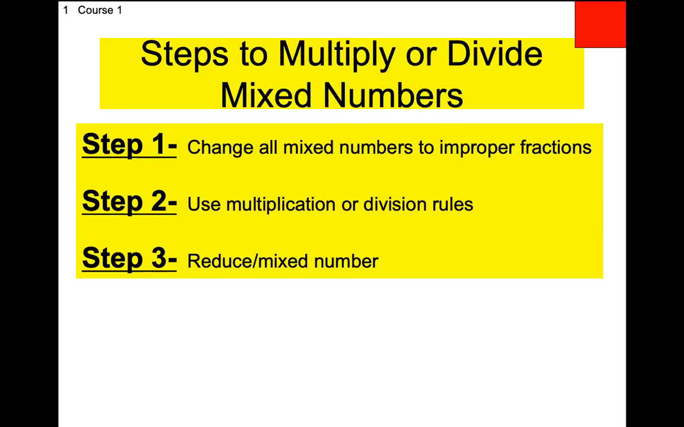There are steps for multiplying or dividing with mixed numbers. Step 1, we change all your mixed numbers to improper fractions. Step 2, you either do the multiplication or division, depending upon what it's asking you to do. And then step 3, as always, the last step of any operation with fractions: you reduce, write a mixed number if necessary.